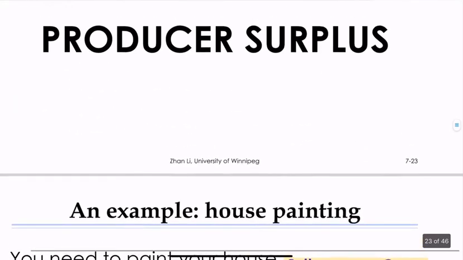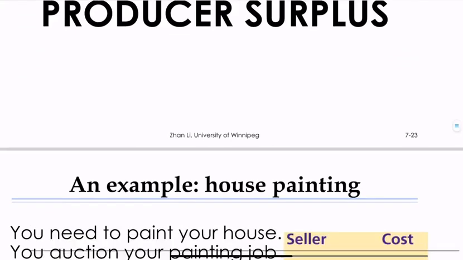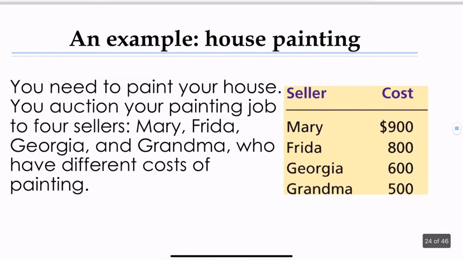Now let's talk about the other side of the market, producer surplus, right? Again, we start with a very simple example. Let's say you want to paint your house and you want to auction your painting job to 4 sellers, right? The 4 sellers are Mary, Frida, Georgia, and your grandma. This table gives us the cost of these 4 sellers. Mary has the highest cost, which is 900. Your grandma has the lowest cost, only $500.